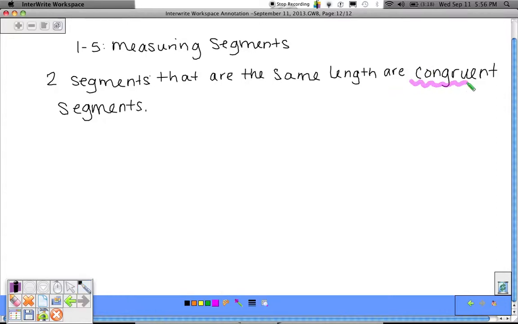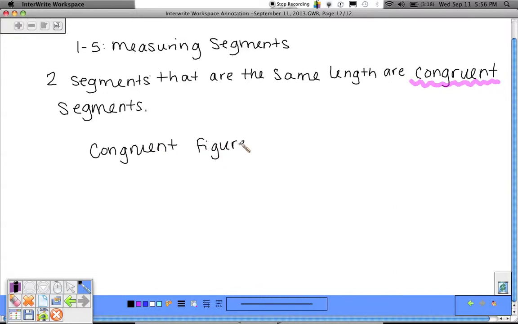So congruent segments are two segments that are the exact same length, which makes sense because the definition of congruent figures is that they're the same size, same shape. So it makes sense that two segments that are the same length would be congruent, because we already know they're the same shape, they're both segments, and that they're the same size if they're the same length.